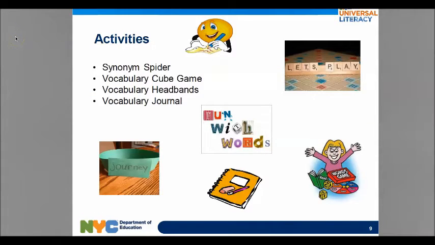Here are some activities that we are going to introduce. First, synonym spider, then vocabulary cube game, then vocabulary headbands, and then vocabulary journal. These activities you can play with your children and have fun with words.